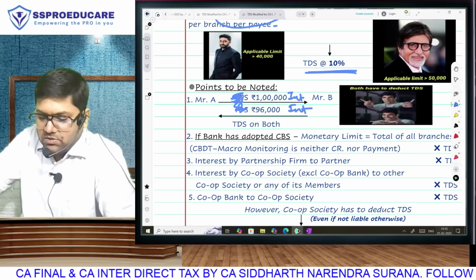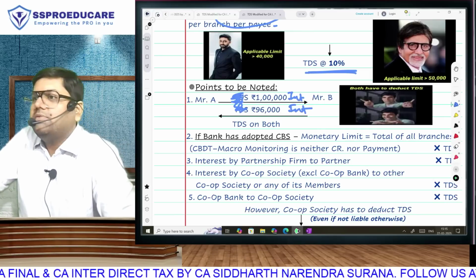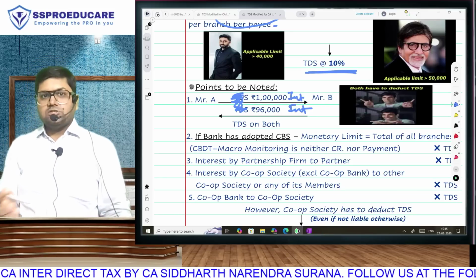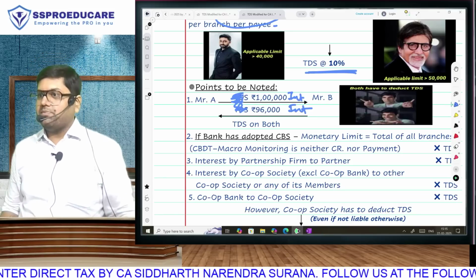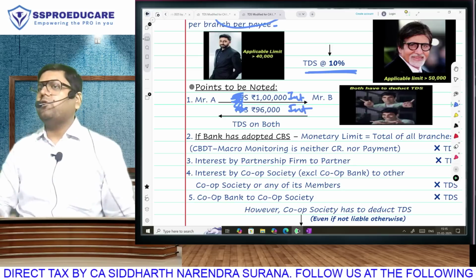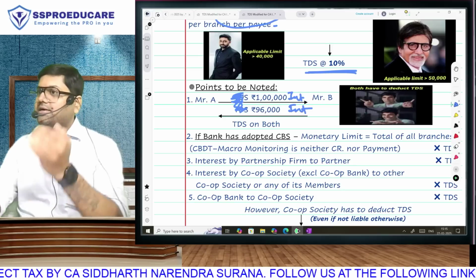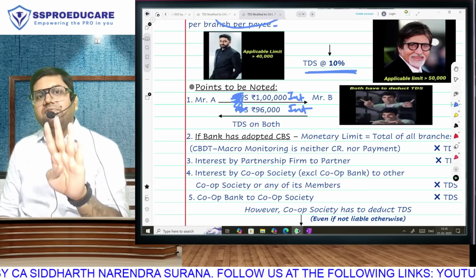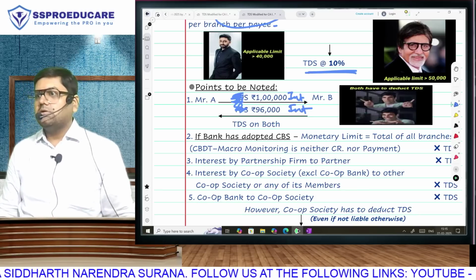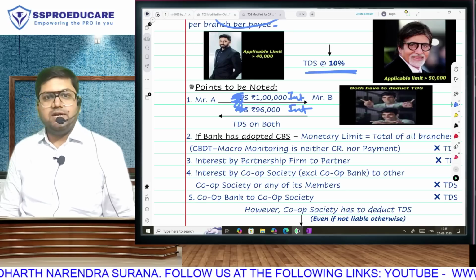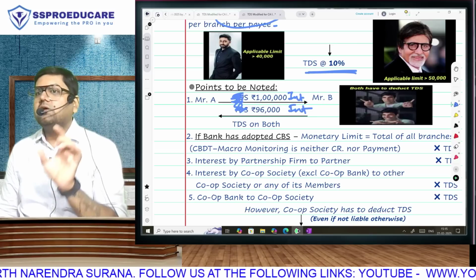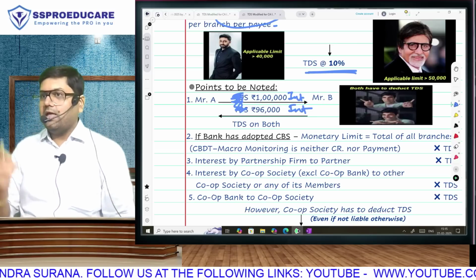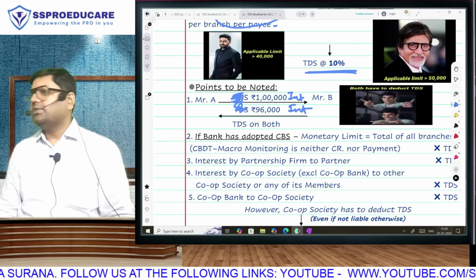Is it possible A is paying 1 lakh and B is paying 96,000? See, I regularly borrow money from you. You regularly borrow money from me. So sometimes I have to pay you interest, sometimes you have to pay me interest. The total interest I have to pay you during the year is 1 lakh. The total interest you have to pay me during the year is 96,000. Of course, at the end of the year, we will settle by 4,000. But for TDS purposes, we won't look at 4,000. We will see the gross amount. A has to deduct TDS on 1 lakh and B has to deduct TDS on 96,000.